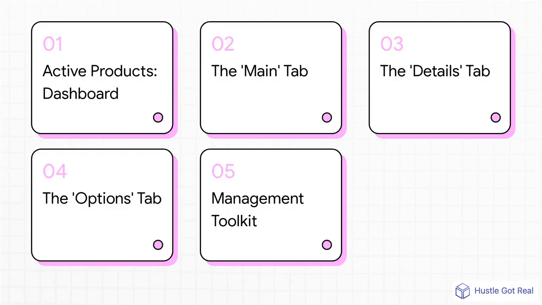Okay, so here's the game plan. We'll start with the big picture on your active products dashboard. Then we're going to zoom right into the three critical tabs: main, details, and options, that give you total control over every single item. By the time we're done, you're going to have this whole management thing down.